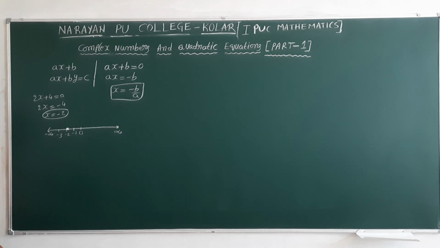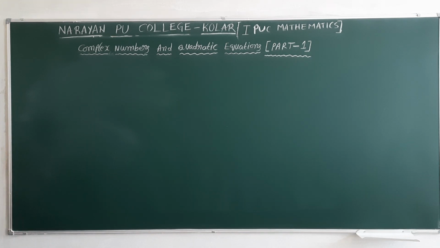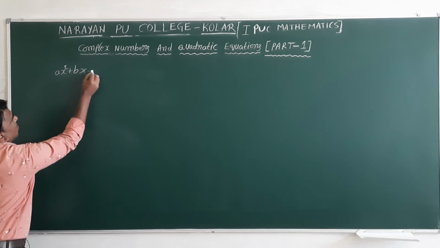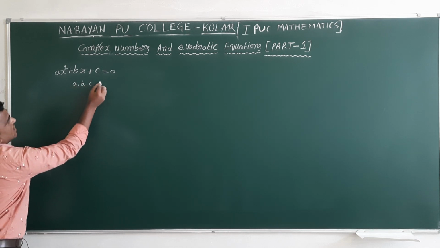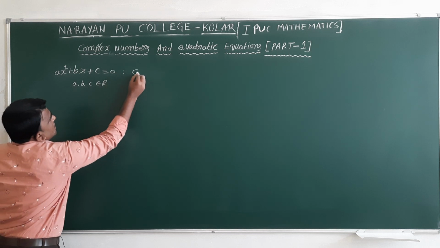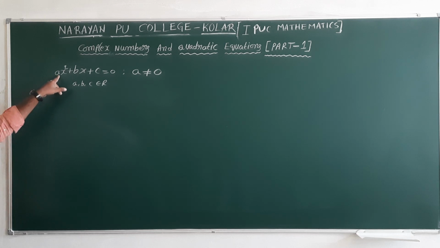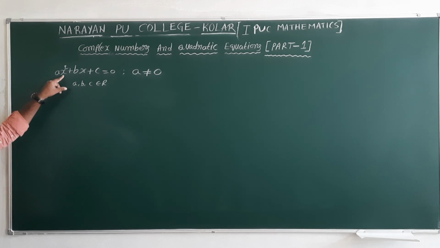In the same way, take the quadratic equation. We know the general form of the quadratic equation is ax square plus bx plus c equal to 0, where a, b, c are real numbers, but a is compulsorily not equal to 0. Why? Because if a value is 0, this equation will become a linear function. That's why in a quadratic equation the x square coefficient must be non-zero.